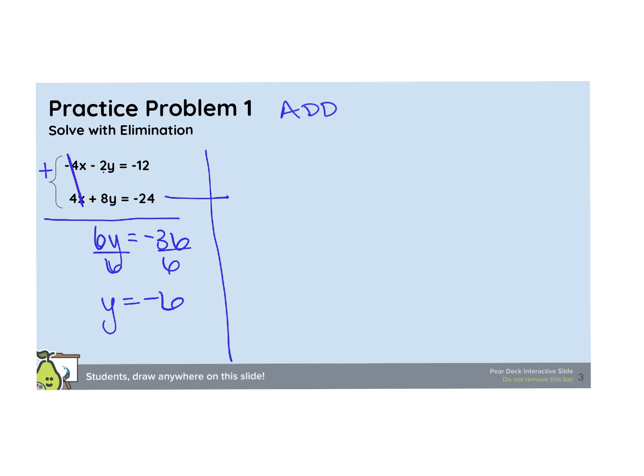I'm going to pick one of these equations. I like this one better. I'm going to rewrite it, but instead of y, I'm going to put a -6 in its place inside parentheses. So we have 4x minus 48 equals -24, two-step equation.